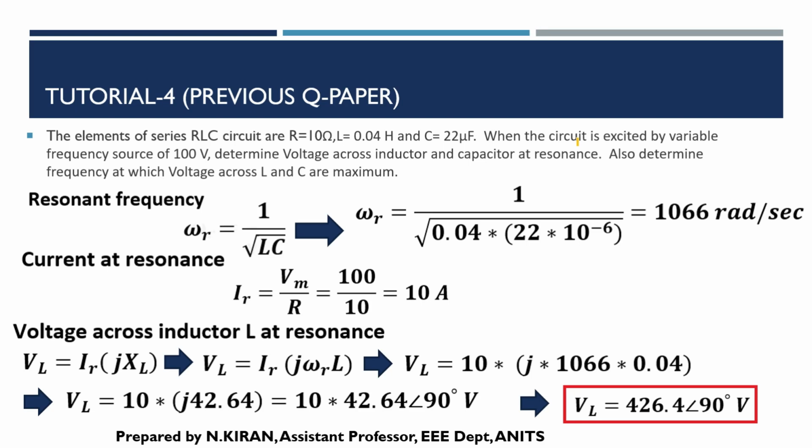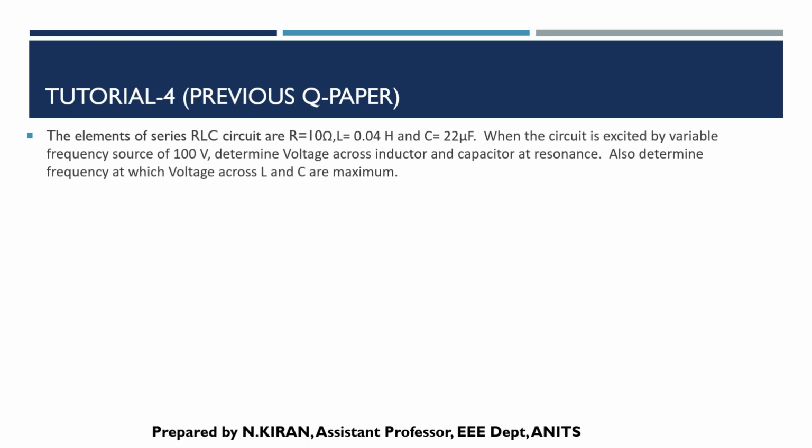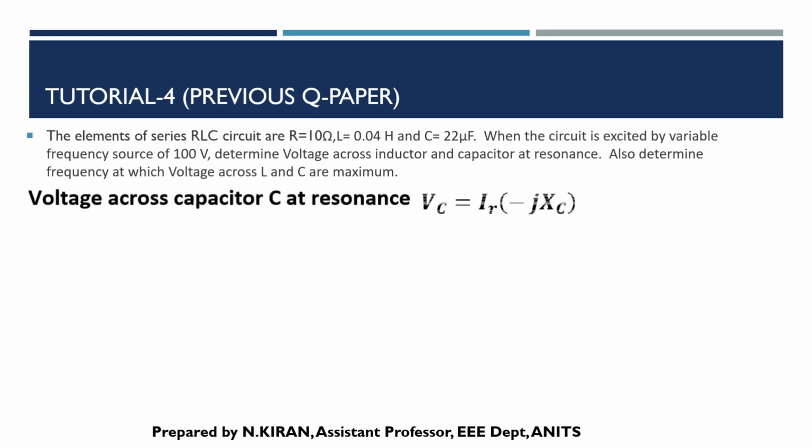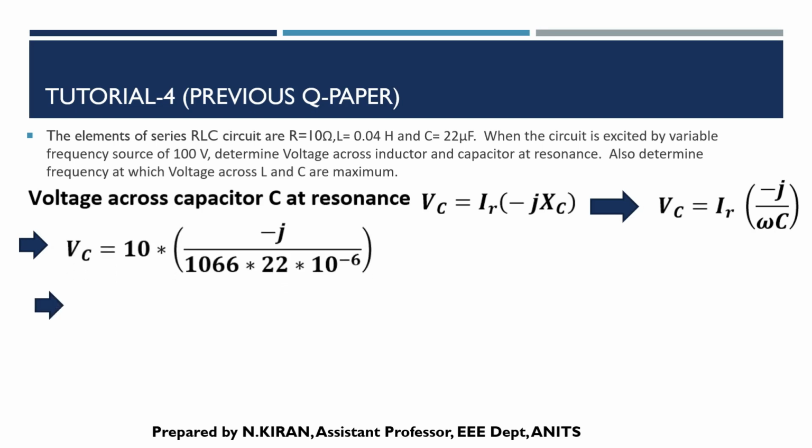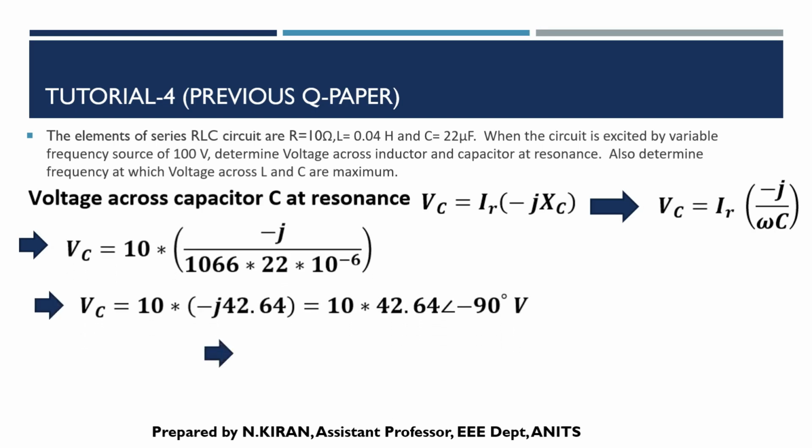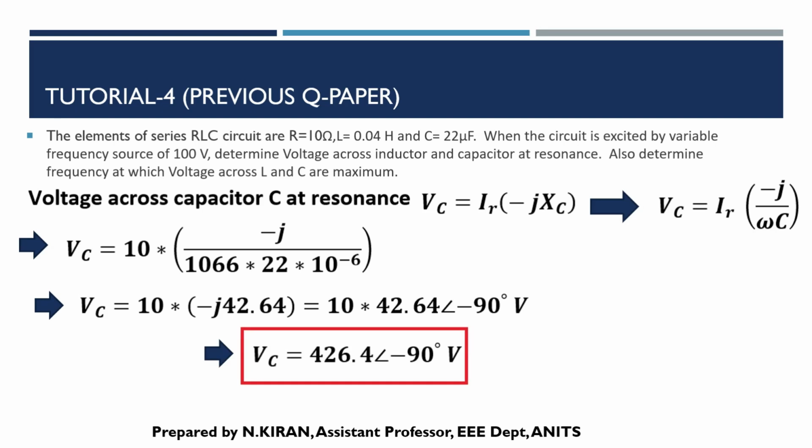Next, we have to find the voltage across capacitor C at resonance. So VC is equal to IR into minus jXC. We know the values for IR as well as XC, which is 1 by omega C. Substituting all the values in the above expression will give me the value of voltage across capacitor at resonance, which is 426.4 at an angle minus 90 volts.